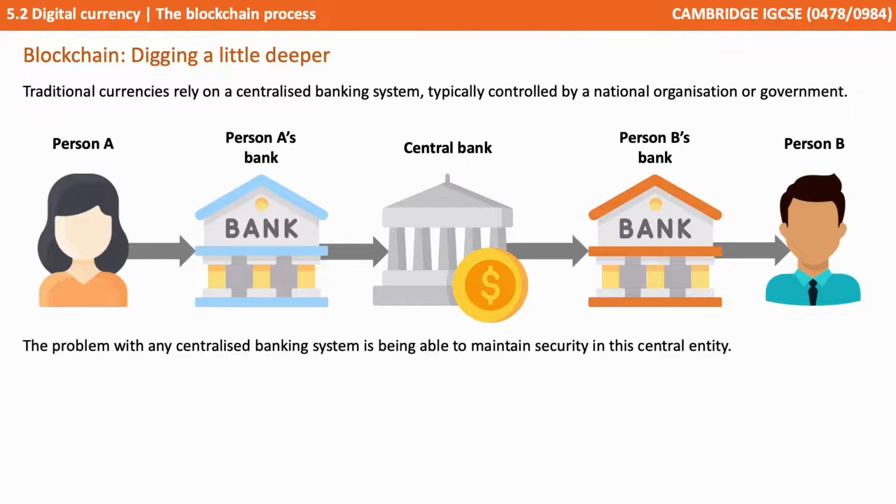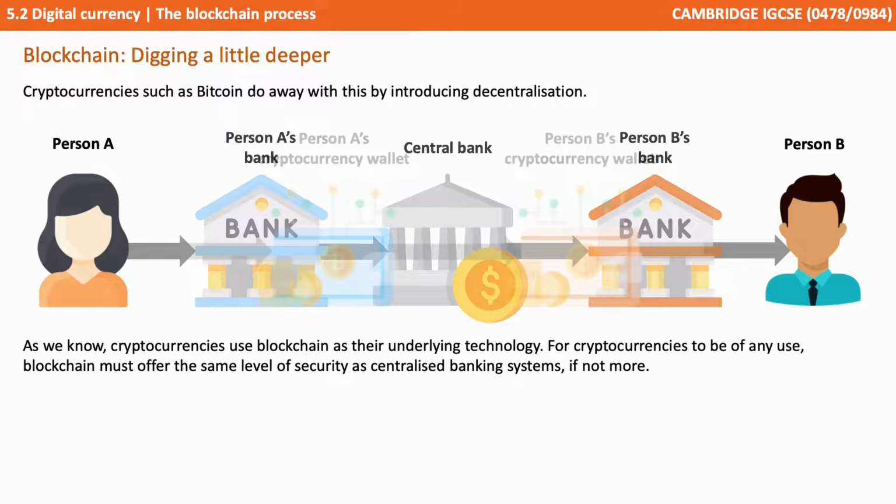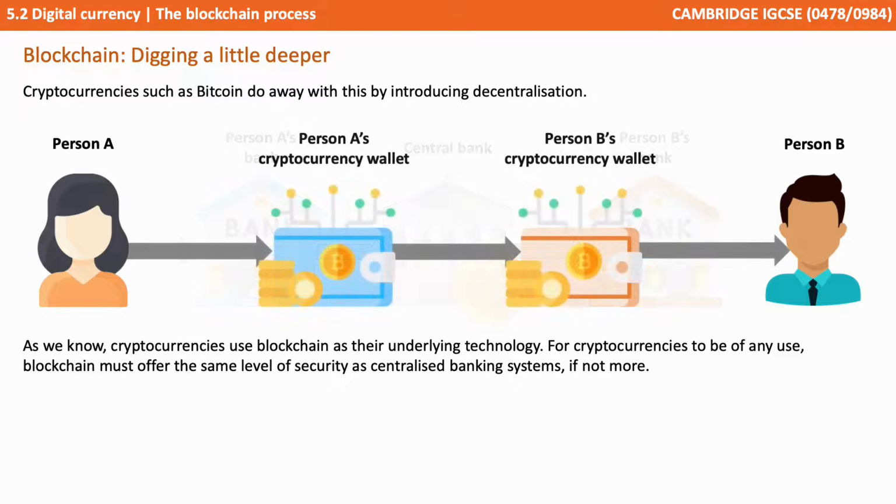So traditional currencies rely on a centralized banking system, typically controlled by a national organisation or government. The problem with any centralized banking system is being able to maintain security in this central entity. Cryptocurrencies such as Bitcoin do away with this by introducing decentralization. As we know, cryptocurrencies use blockchain as their underlying technology, but for cryptocurrencies to be of any use, blockchain must offer, as a minimum, the same level of security as centralized banking systems, if not more.